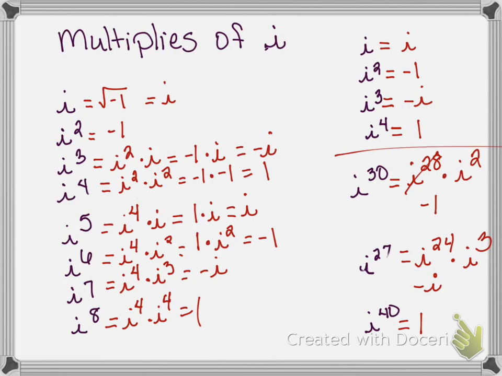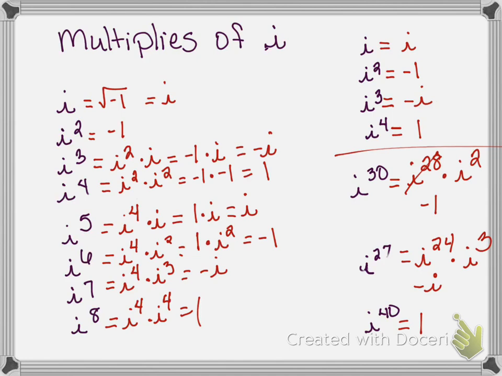So like i to the 5th is i. i to the 9th is i. i to the 17th is i. So if it's raised to an even, you're going to get 1 or negative 1. If it's raised to an even number, you're either going to get negative 1 or 1. And if it's raised to an odd, you're either going to get i or negative i. That's a great way to look at it.